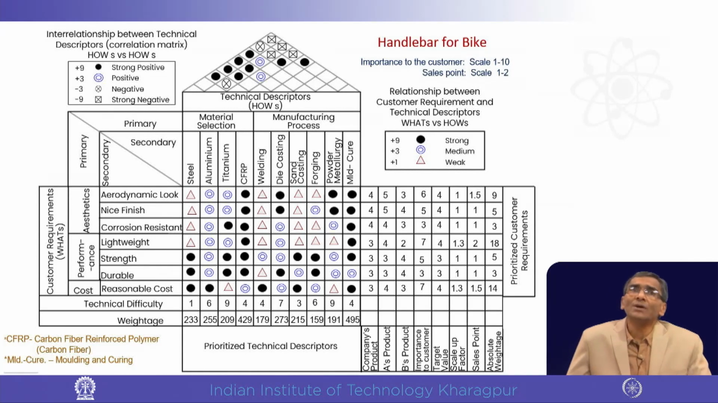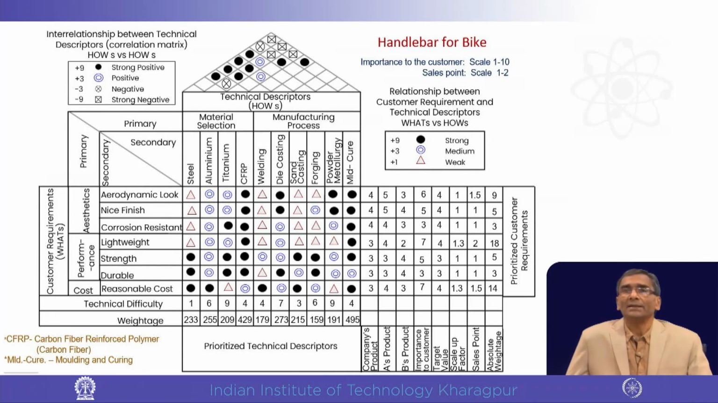Now if we try to understand what aesthetics or performance means, we have to go to the next level, called the secondary level. Aesthetics means three things, as we understood from the customer interview: the aerodynamic look, a nice finish, and being corrosion resistant. If these three are satisfied, they give aesthetic value. When we talk about performance, these three things appear: lightweight, strength, and durable. And cost stands out as a very important criterion, so it has also been put in as one of the requirements.